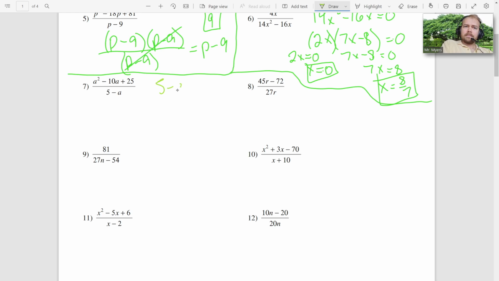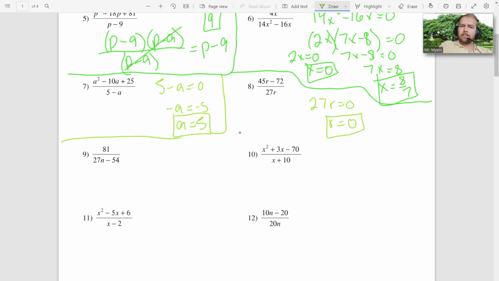5 minus a equals 0, minus 5 on both sides, get rid of the negative, and that's it. Right? And that's really all it is for all of these problems. 27r equals 0, divide both sides by 27. 0 divided by 27 is still 0. There we go. All right, 27 in minus 54. Add 54 to both sides. 54 is 27 doubled. So when I divide both sides by 27, I get 2.